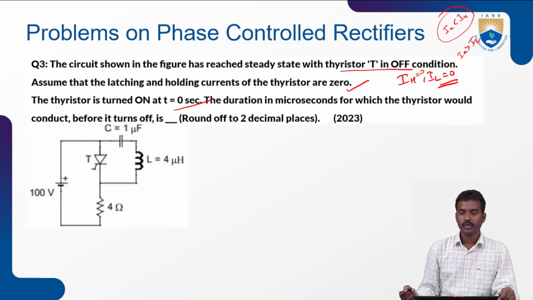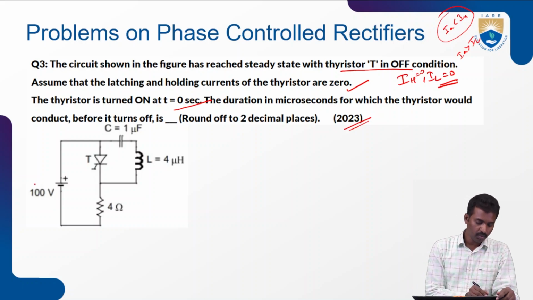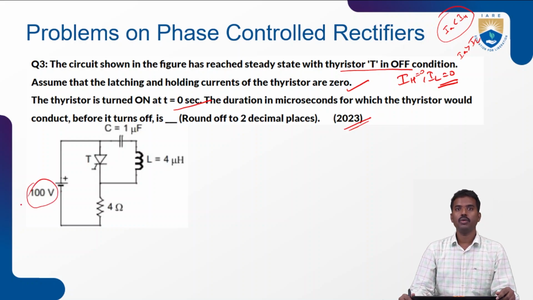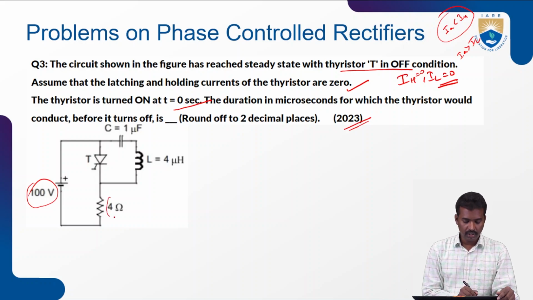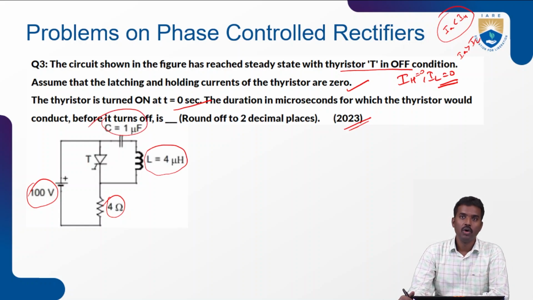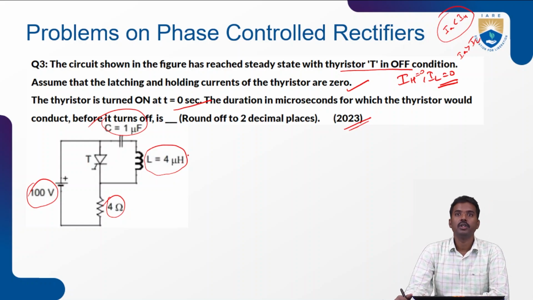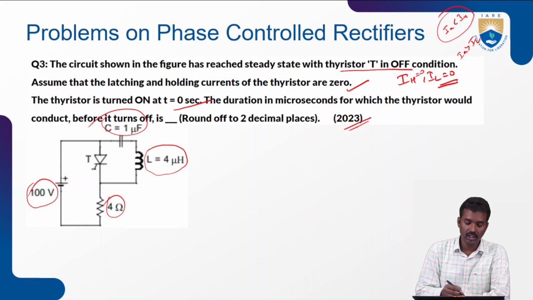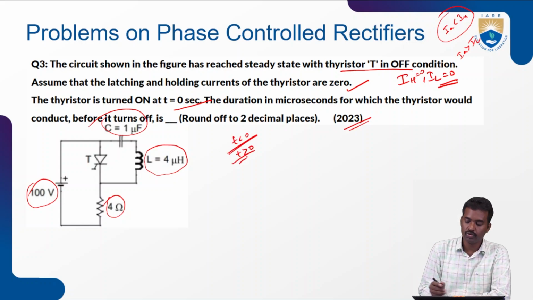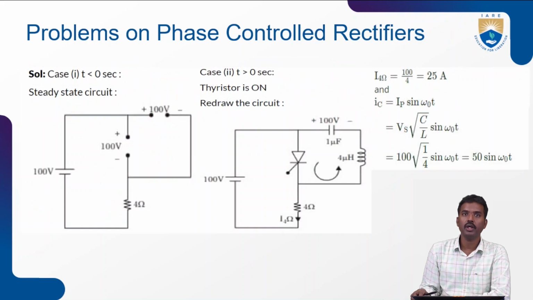This was asked in 2023. Here the supply voltage is 100 volts, this is the resistance, this is the inductance, and this is the capacitance equal to 1 microfarad, and L equals 4 microhenries. So we have two conditions, t less than 0 and t greater than 0: before switching and after switching.